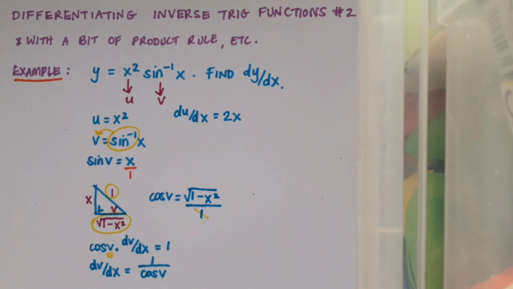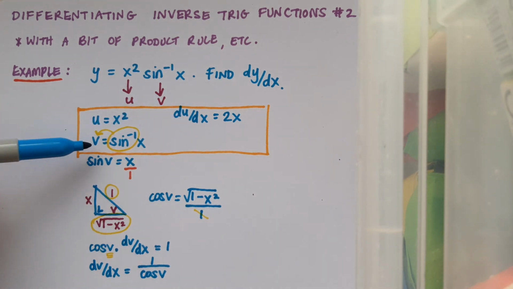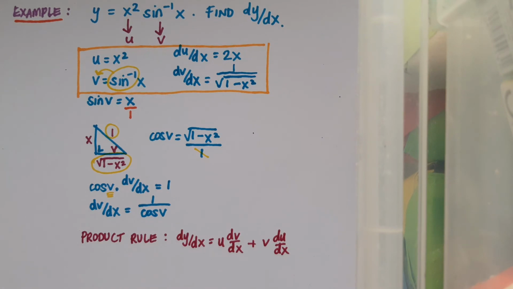Okay, so now I'm going to return to my product rule. And I'm going to continue filling in these portions that I'm going to use in the rule in a moment. So I've got my u, du/dx, my v, and now my dv/dx, which we said was 1 over cos v, is going to be 1 over root 1 minus x squared. It's a pretty good idea to write down the rule that you're going to use. In this case, that's the product rule, so I've made a note of it here on the page.